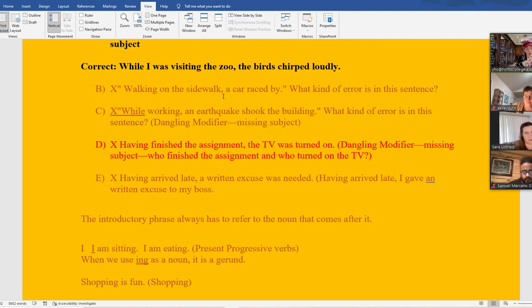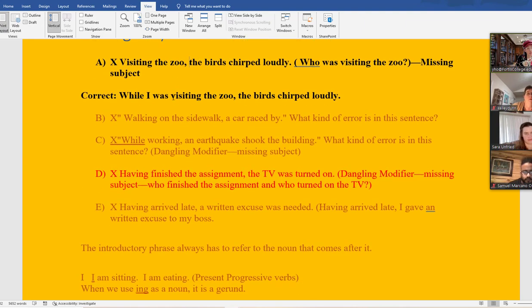"Walking on the sidewalk, a car raced by." All of these sentences will appear on your quiz. That's why I have them in bold or a different color. Does your car walk on a sidewalk? You have a very strange car if it did. So here you have a dangling modifier. It should be: While I was walking on the sidewalk, a car raced by. Or: I was walking on the sidewalk when a car raced by. Either way is correct, but you have to say I. It's missing your subject.